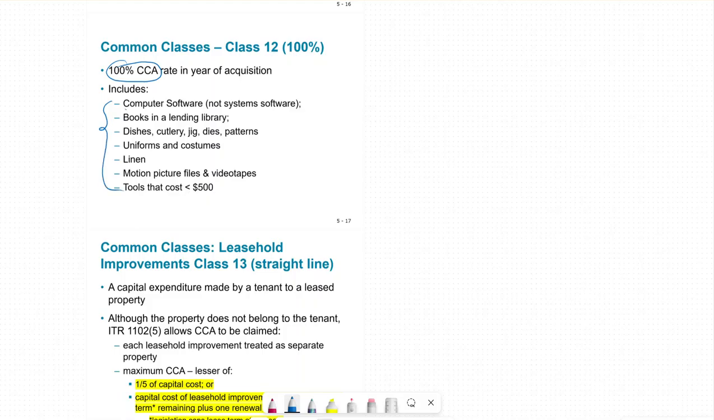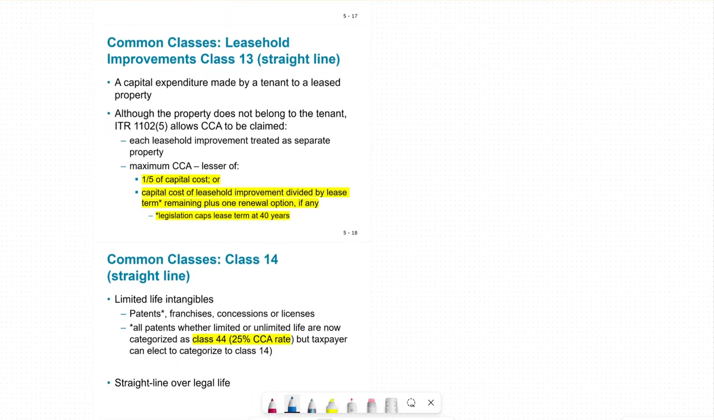It's computer software, books in a library, dishes, cutlery, any spoons, forks, any uniform. These are for the people, the chefs. Linen, if it's linen in a hotel and management. We have motion pictures and films. Any tools that cost less than 500 come in this. So we're allowed to write off 100% in the year that these assets are purchased.